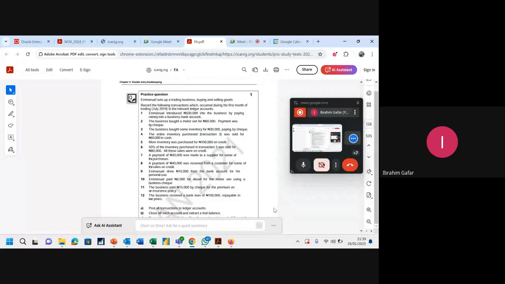So you have this. They said they've put all the questions. They now said post all transactions to ledger accounts. That's A. Close off each account and extract a trial balance. Then prepare a statement of profit or loss account and statement of financial position. Assume that Emmanuel has a closing inventory of 50,000 naira.